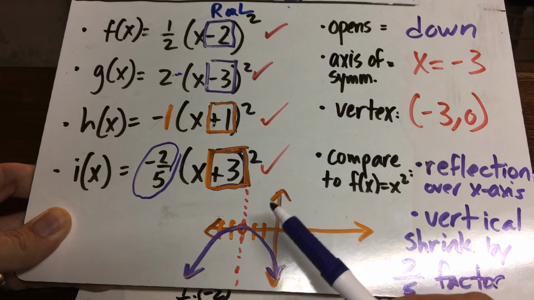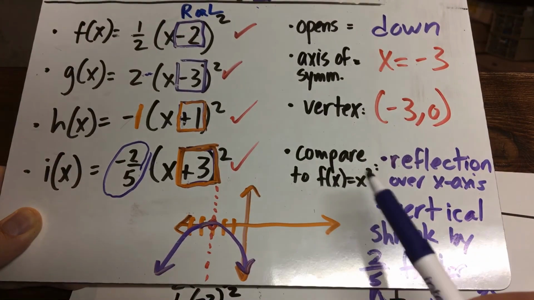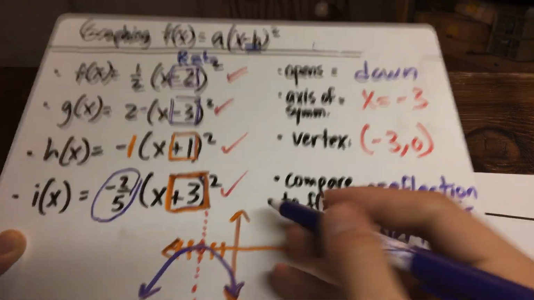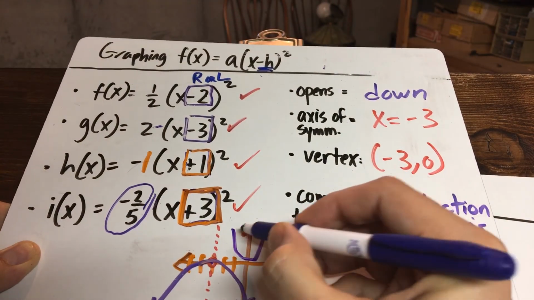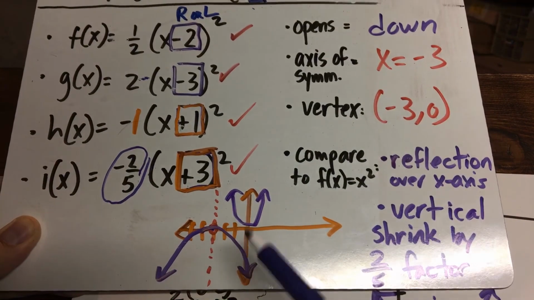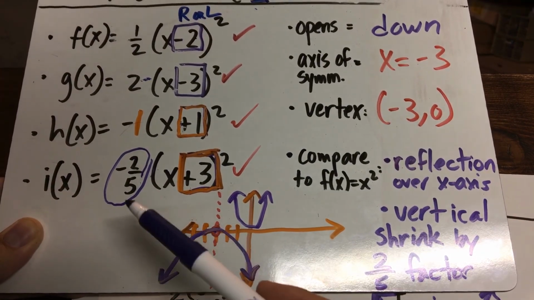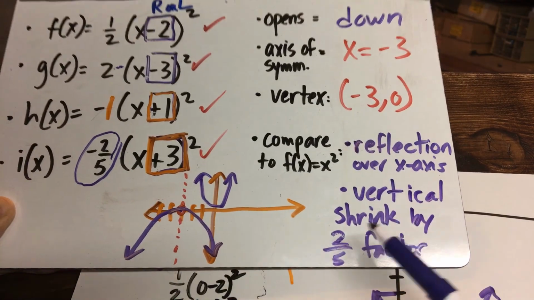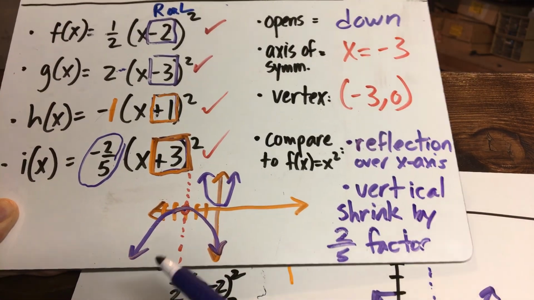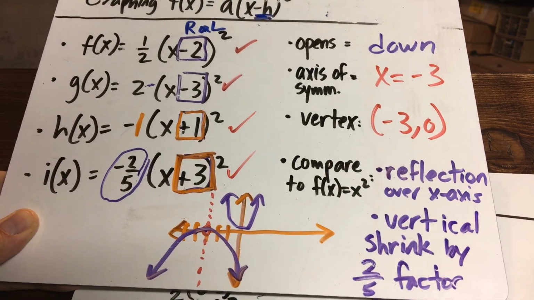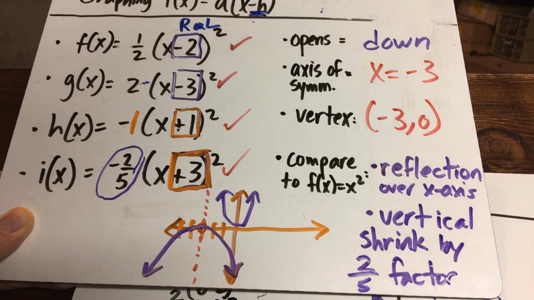And then if we compare that to the original graph, which starts in the middle and opens up kind of like this if I drew it on here, what I have done for this one is I've reflected it over the x-axis. That's what the negative does. The negative means it's a reflection and it opens down. I've made it wider, a vertical shrink by negative 2/5. That's what this number tells you. I've made it wider by a factor of 2/5.